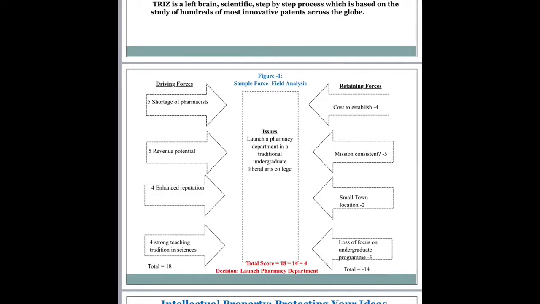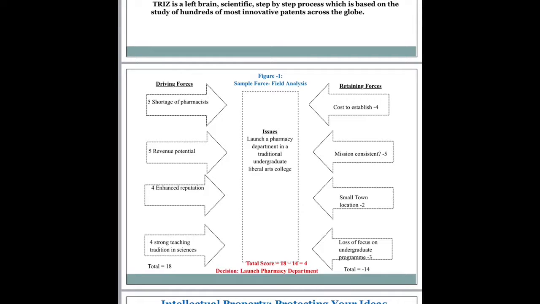Retaining force: there is cost of establishment minus 4, mission consistency minus 5, small town location minus 2, loss of focus on undergraduate program minus 3. So in this way the total becomes minus 14.